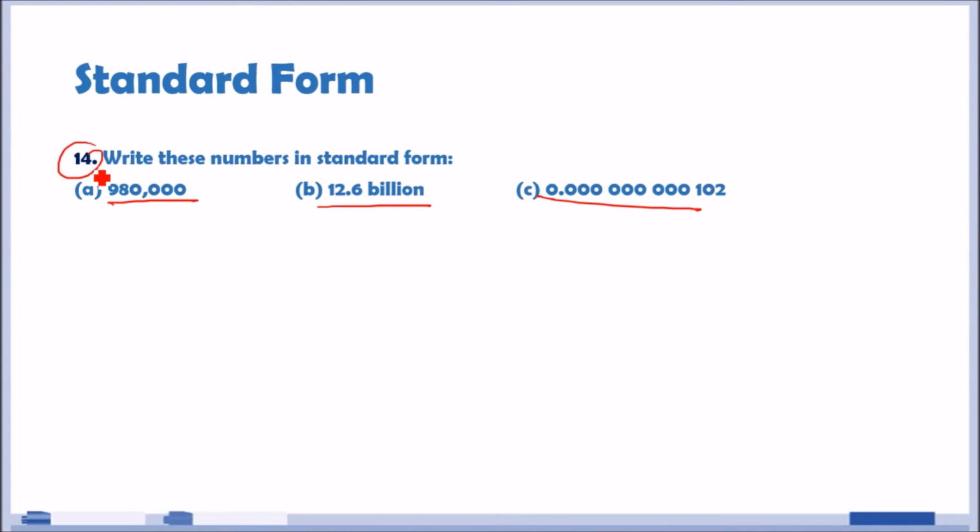So look at 980,000. What I always do is count up the zeros, so there's 4, and I'll write the figures in front. So here we have 98 times 10 to the power of 4 numbers, 4 zeros.